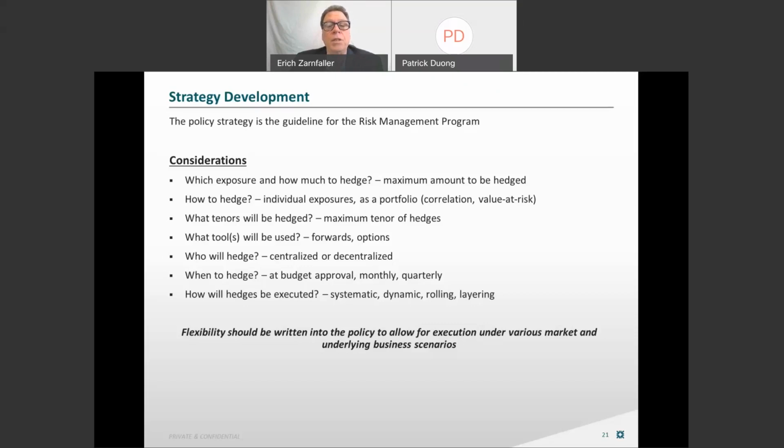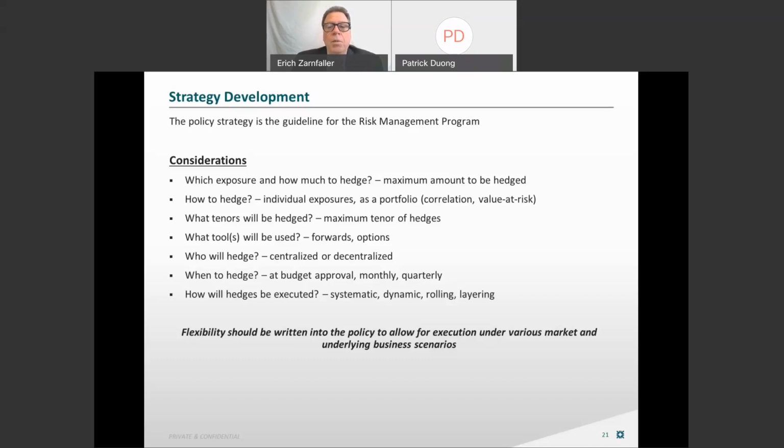Then it will cover how the program is executed in the sense of systematic approach, layering hedging in at specific times to increase the percent hedged, or dynamic, targeting specific rates. The strategy may also be a hybrid of these methods depending upon the exposures, objectives, and risk tolerance. This macro strategy, I can't emphasize enough, must be flexible when it is defined in order for Treasury to be able to adjust hedges and the execution against normal and volatile markets and business conditions.